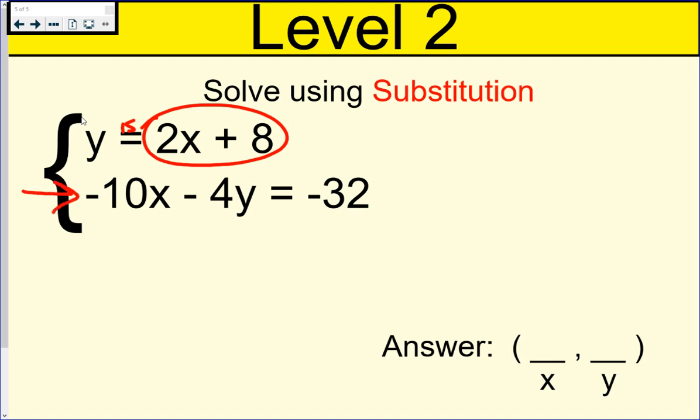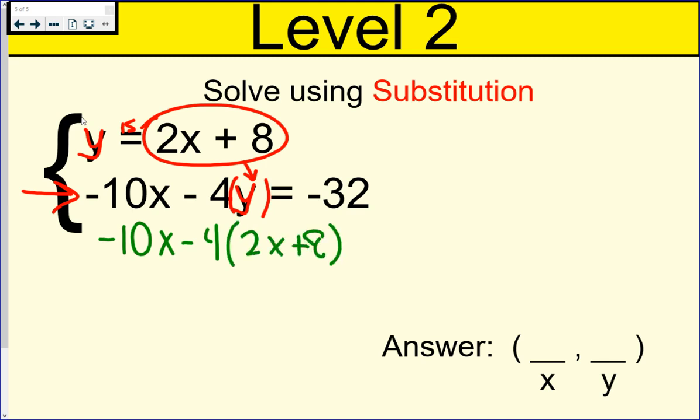So as I'm looking at this bottom equation down here, because this said y is, I'm going to find the letter y down here, not the letter x. And I'm going to take out this y, and I'm using parentheses, you'll see why in just a second, but I'm going to take out that y and put all this stuff in its place. So if I rewrite that bottom equation, but I don't write the letter y, I write negative 10x minus 4, and I put 2x plus 8 in parentheses, and then we're going to have equals negative 32.